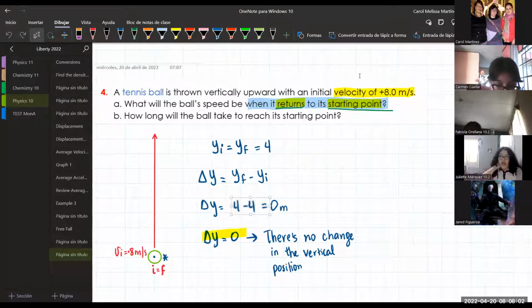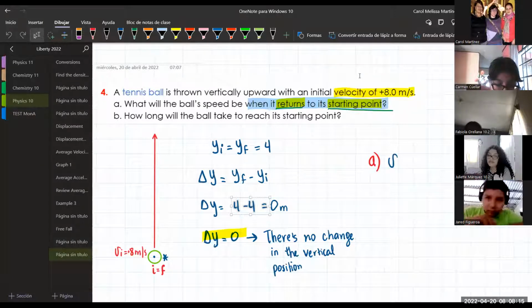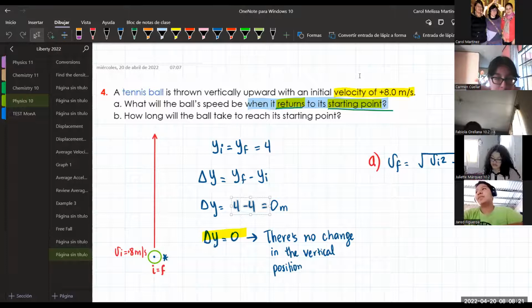So what happens if delta y is 0? If delta y is 0, and you have to calculate the final velocity, then the final velocity is equal to the square root of the initial velocity to the second power plus 2 times gravity times delta y. What do we know about delta y? We know that delta y is 0.